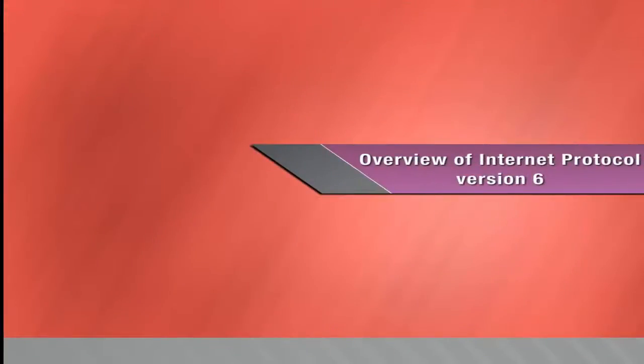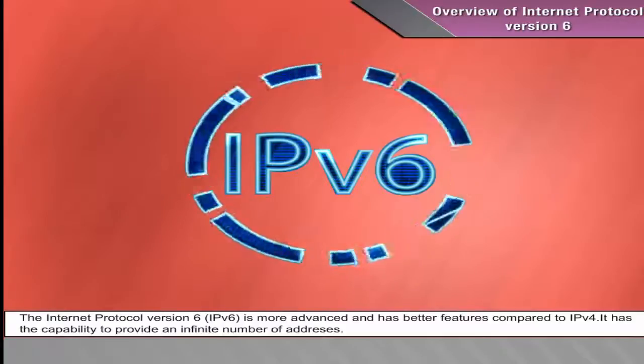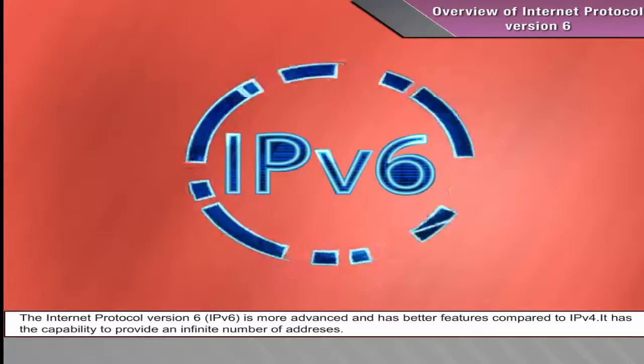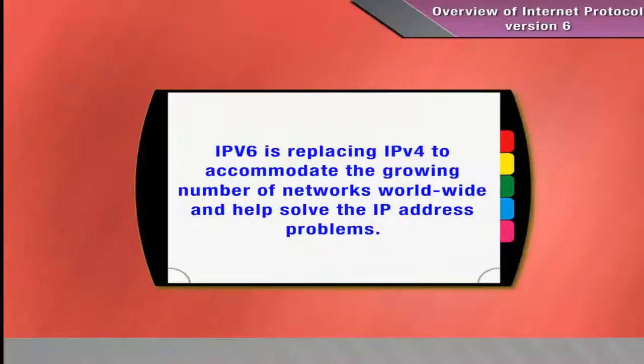Overview of Internet Protocol version 6. The Internet Protocol version 6, IPv6, is more advanced and has better features compared to IPv4. It has the capability to provide an infinite number of addresses. IPv6 is replacing IPv4 to accommodate a growing number of networks worldwide and help solve the IP address problems.